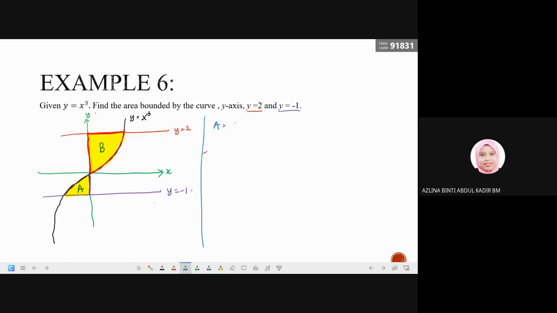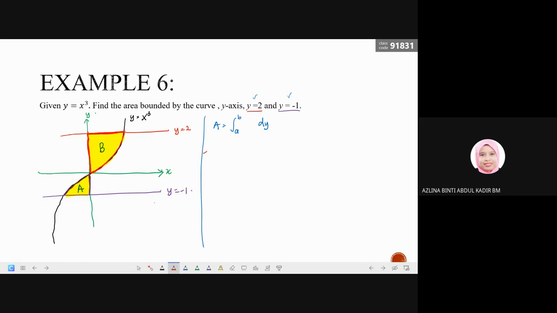Area first part A to B. Integrate, kita integrate respect to Y. Nampak tak? Kenapa? Sebab dia bagi line ni Y is equals to 2, Y is equals to 1. Actually itulah the limits of integration. Alright. Jadi kita integrate respect to Y. So function must be X in terms of Y. Okay, sorry, sekejap. Saya tulis ni dulu lah.